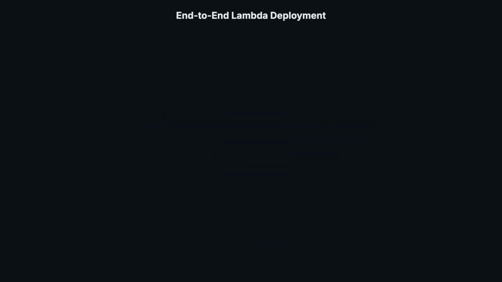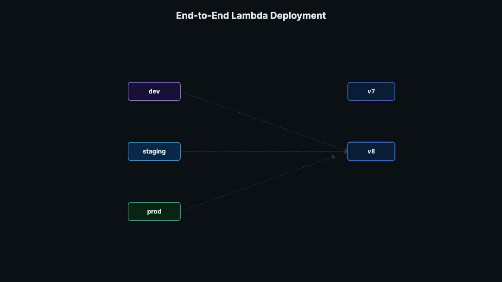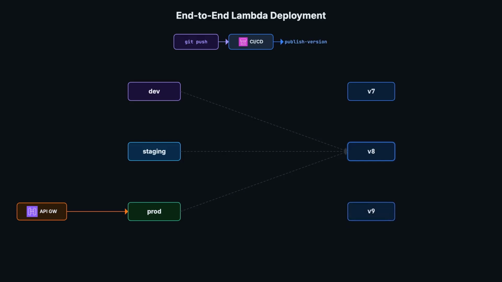Let's put it all together with a real deployment. Here's our setup: 3 aliases, dev, staging, prod, all currently pointing to v8. This is your starting state, everything stable. API Gateway sends production traffic through the prod alias. A developer pushes code, CI/CD runs, and we publish a new version, v9. First, the dev alias swaps to v9, smoke test passes. In most teams, this happens automatically the moment a version is published. Then the staging alias updates, integration test, and it also passes.